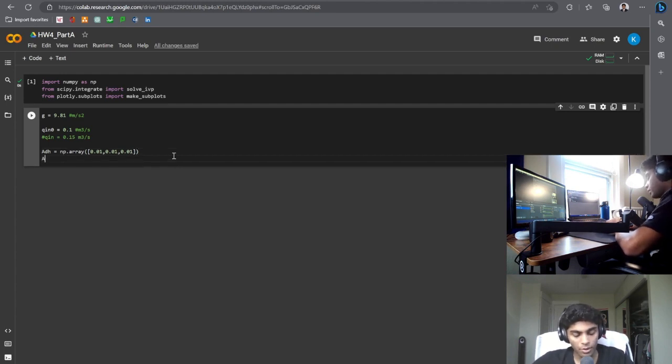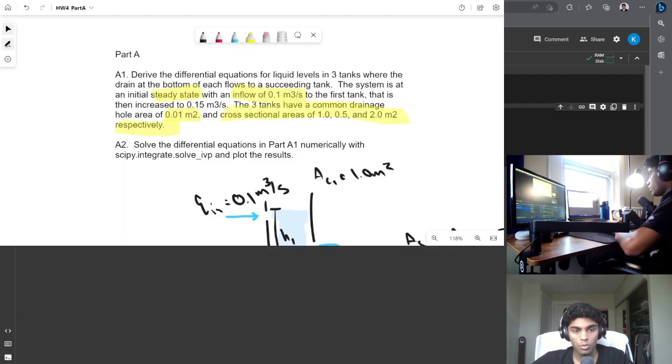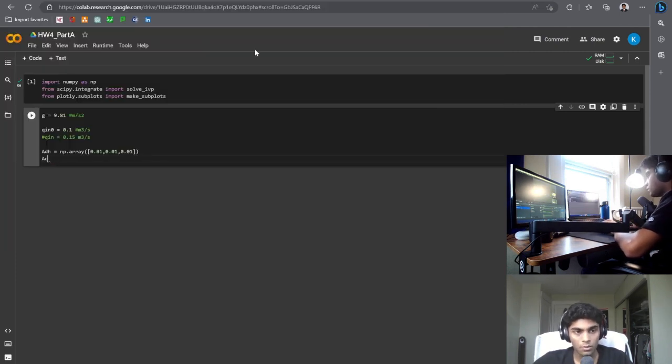We can go ahead and put in our cross-sectional areas, which were 1, 0.5, and 2. So AC1, AC2, AC3 equal to 1.0, 0.5, 2.0. And these are all in meters squared.